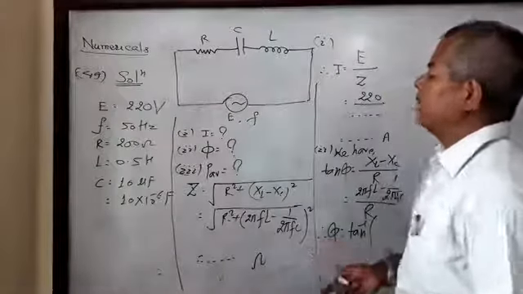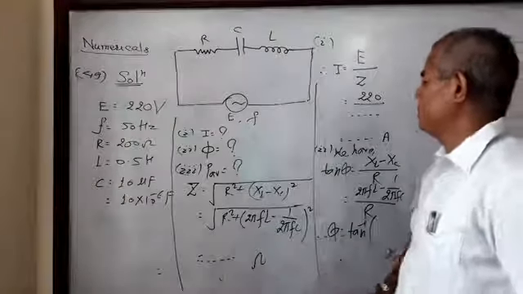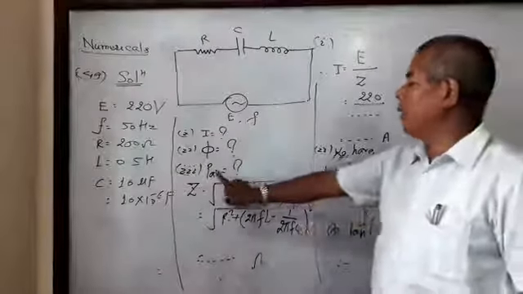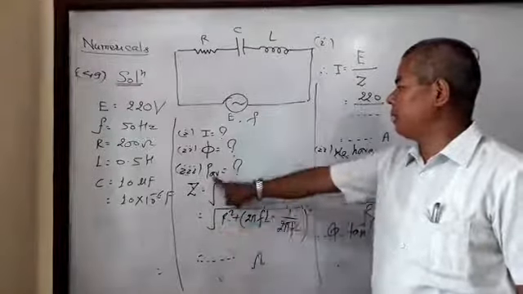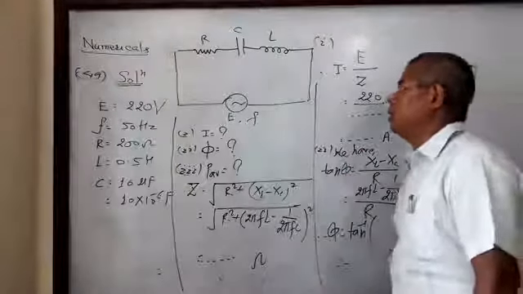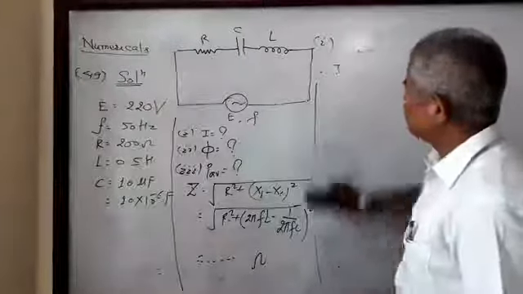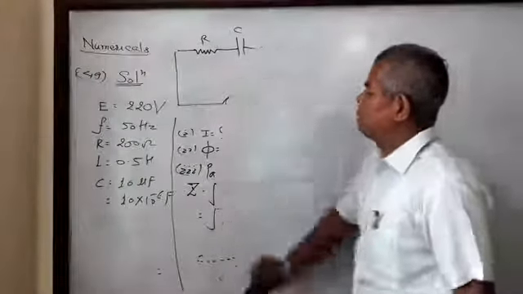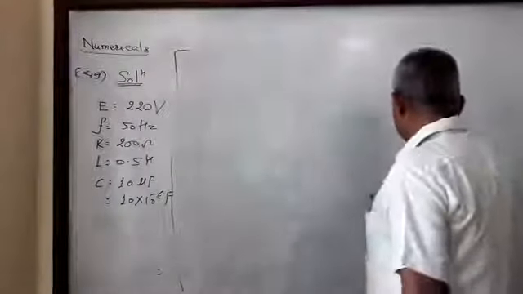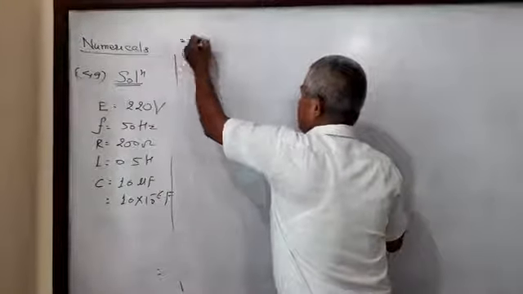Now the third part, average power. Average power consumed by such a circuit, PAV, is equal to what? This is the first part, this is the second part, and now we are going to find the solution of the third part. What is the average power consumed by an inductor, resistor and capacitor circuit? Again we have the average power formula. In the previous class, in the short question, we discussed the average power formula.